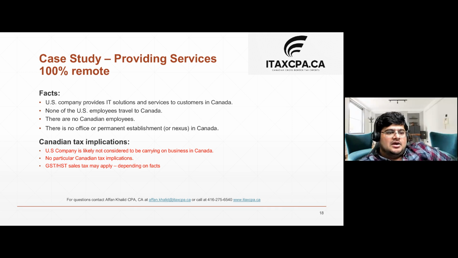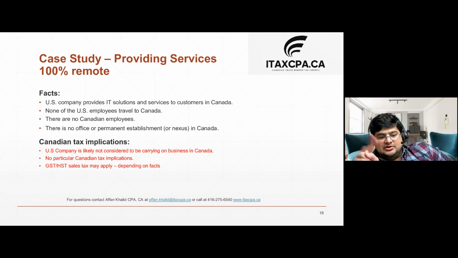Good. In terms of Canadian tax implications, the US company is likely not considered to be carrying on business in Canada. No particular tax implications, but you have to watch for the GST/HST rules. The GST/HST rules were recently amended to account for the e-commerce trade and US vendors selling to Canadian customers. And it even happened to me.